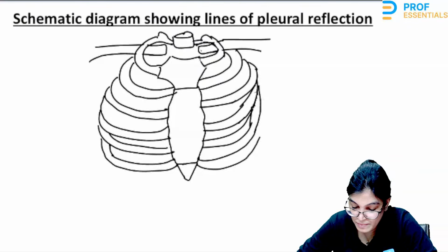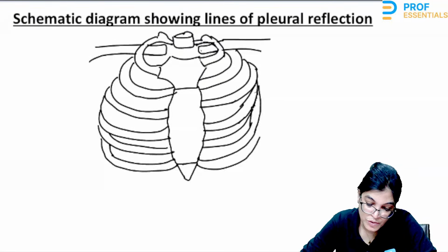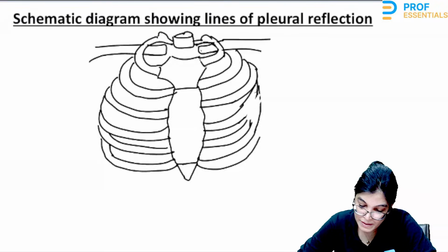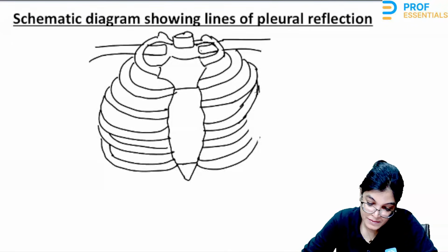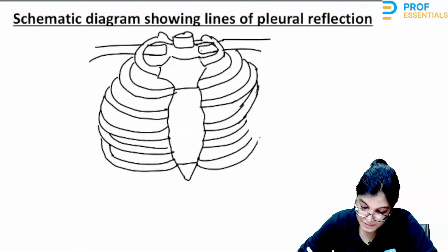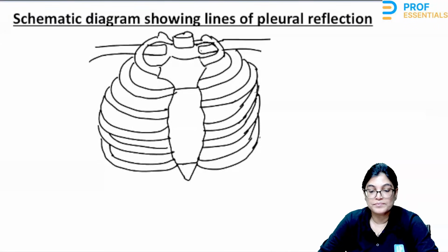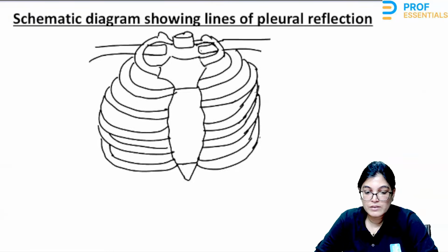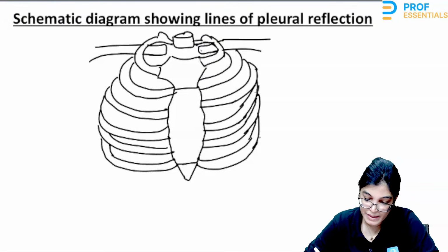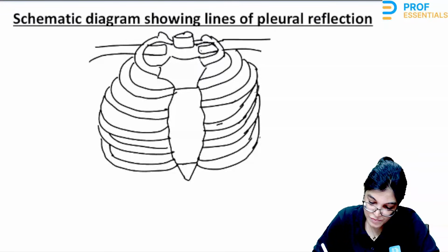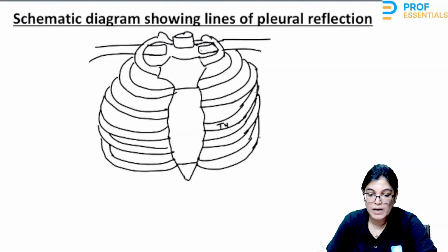So the numbering should be correct. What is important for you is to know the proper numbering. So this is for second, third, and fourth. This T4 is an important point which you have to mark.